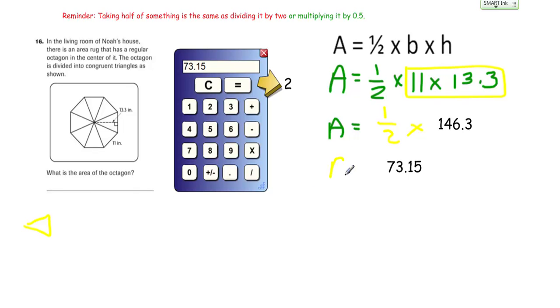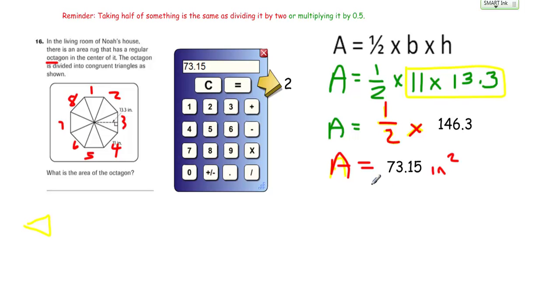Now that's just for one triangle. Let's use a darker color. Yellow's not really dark enough, is it? This is a half here. It's 73 15/100 square inches for each triangle. Now you have to ask yourself, how many of them do I have? Most people know that an octagon has 8 sides, but let's make sure that you know how to count them in the event that you come across a shape that you're not familiar with. This is 1, 2, 3, 4, 5, 6, 7, 8 triangles that same size.